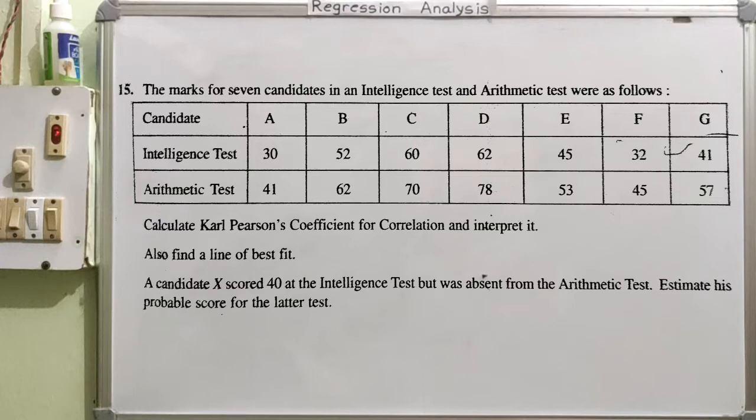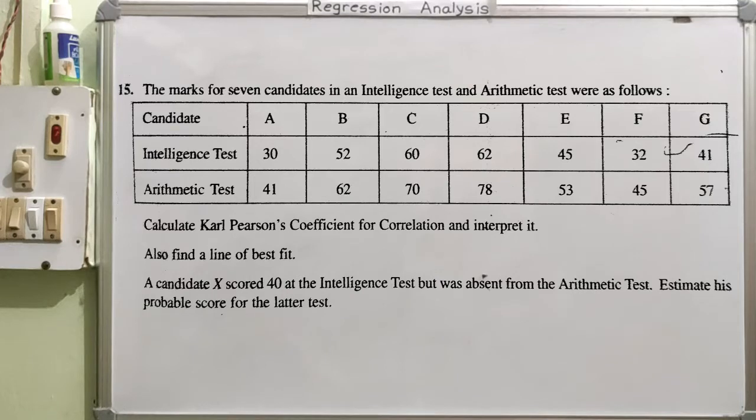So is it not same as the previous question? Exactly same. And then the next part, after calculating the correlation coefficient, you have to also find out the line of best fit. And then the last part is, a candidate scored 40 at the intelligence test but was absent from the arithmetic test. Estimate his probable score for the latter test. Means you have to find out the marks in the arithmetic test corresponding to 40 in the intelligence test.